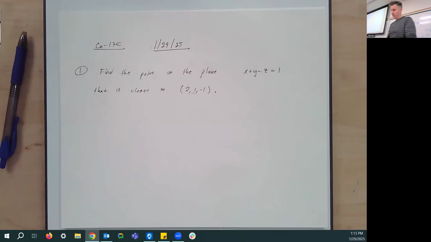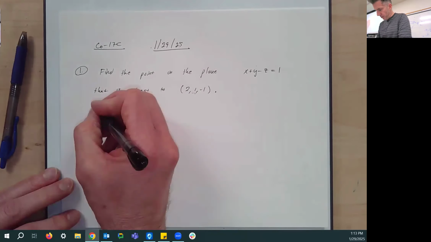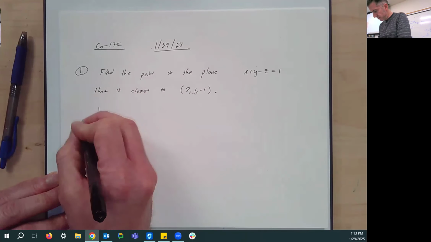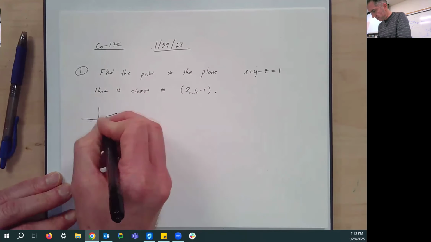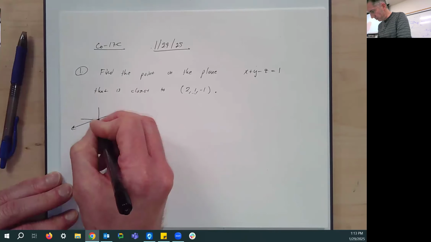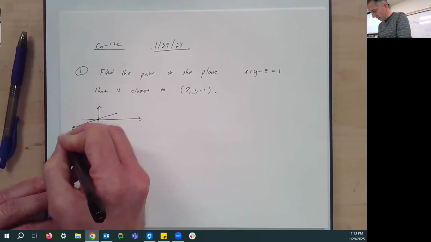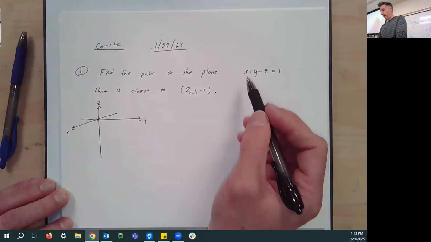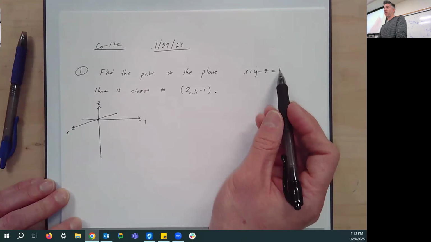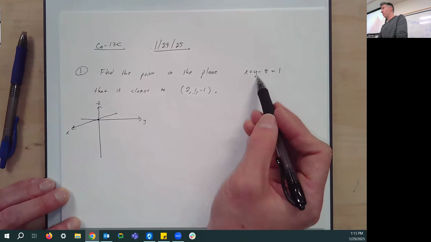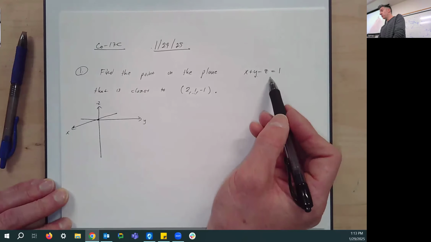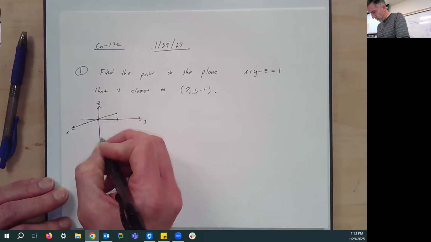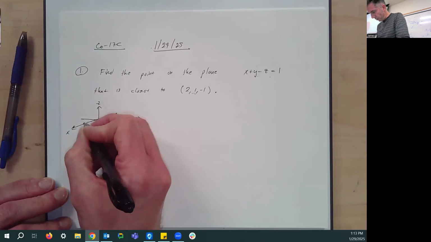And yeah, I guess I could draw a picture here, even though I'm not thrilled about the picture I'm about to draw. So here's my XYZ axis. And we're looking at the plane x plus y minus z equal to 1. So the x-intercept is 1, the y-intercept is 1, and the z-intercept is negative 1. So we're over 1, down 1. So those are the three points on the plane.